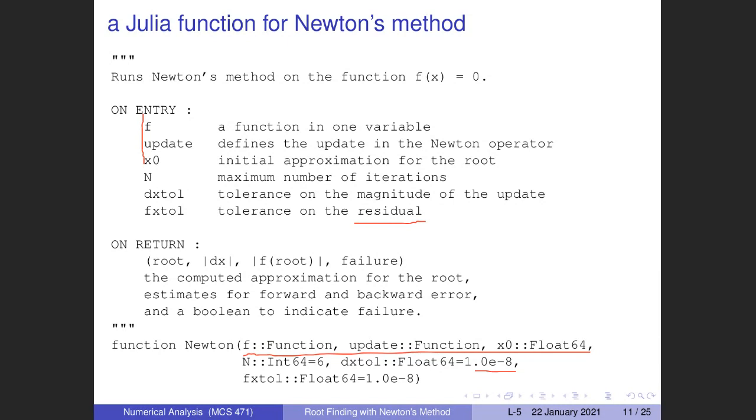All right, what is returned is a tuple. We not only want the root, but we also want the estimates for the forward error and the backward error. So here you see the forward error, the magnitude of the correction term, and then the magnitude of the residual is actually the estimate for the backward error. Numerical methods may fail if the tolerances are not met. Then the last boolean in that tuple will be true. All right, this is the specification.